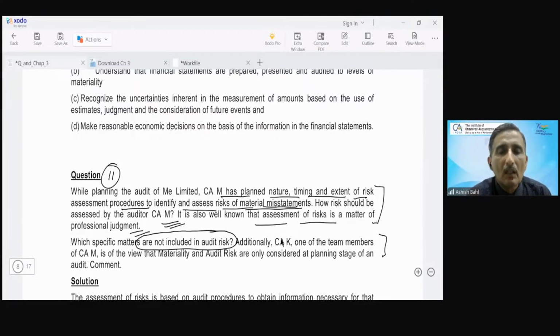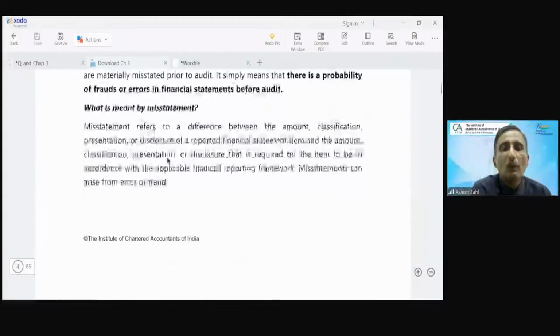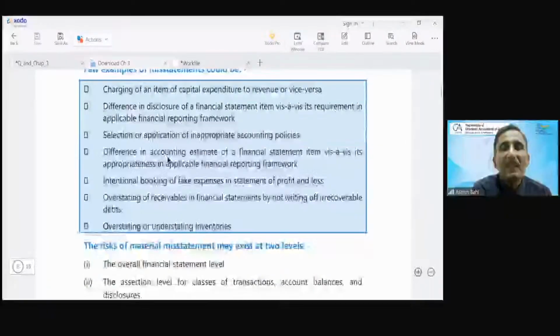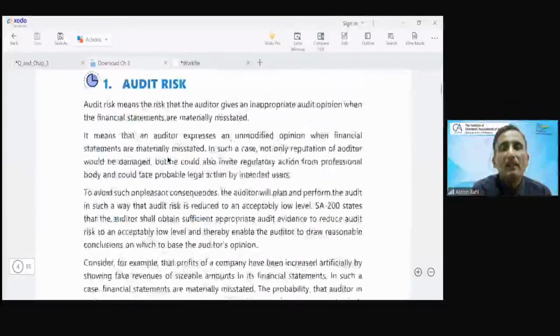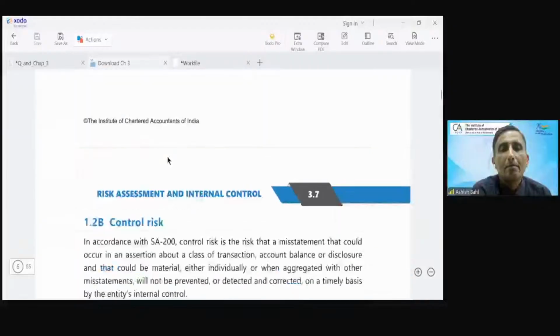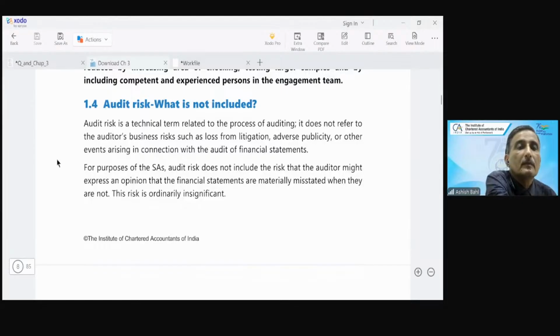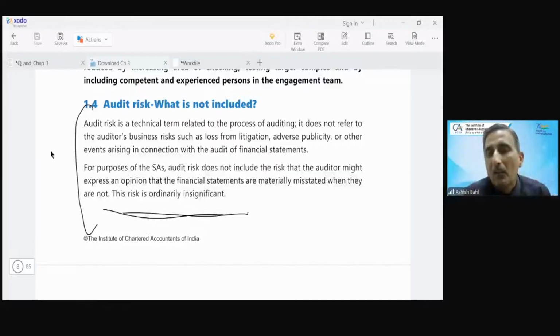When you are going through this topic of audit risk, you would find that there is a separate heading within your module in this chapter where it is written what is not included in audit risk. Look, there is a separate para. Audit risk, what is not included, at 1.4. So this you have to write to get the full marks. Yes, students, is it clear?